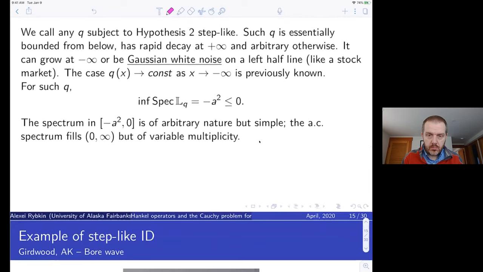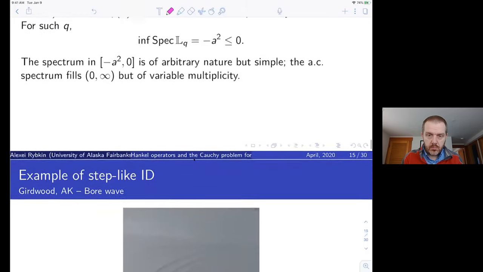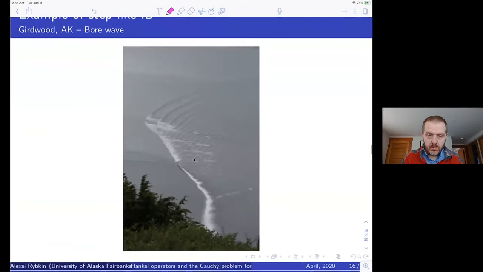The absolutely continuous spectrum fills the positive half line. It's because of the decay at plus infinity. The multiplicity could be variable. So it could go from 1 to 2. And if your profile is periodic on the left half line, then the sets of double multiplicity would coincide with the zones of the periodic potential. And here's a good picture.